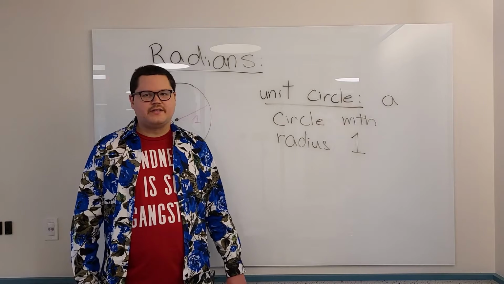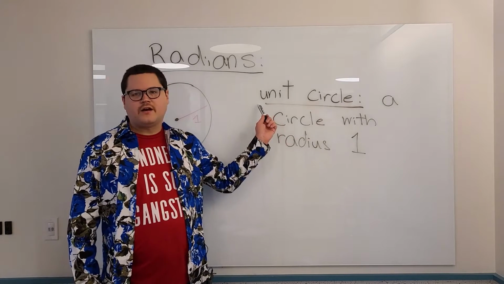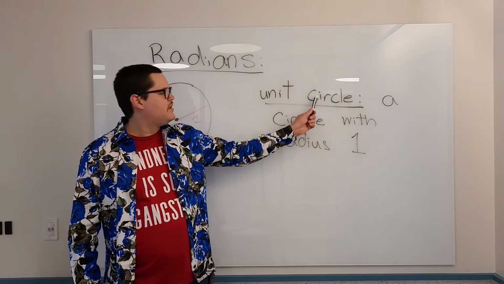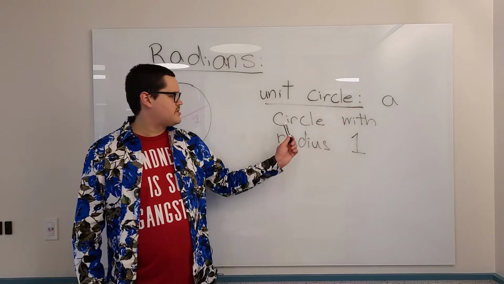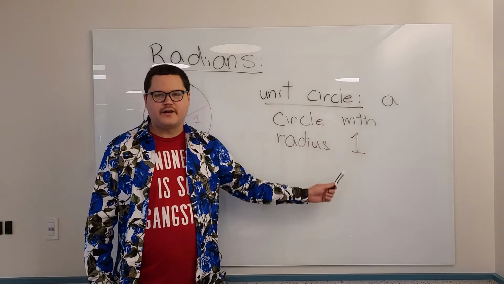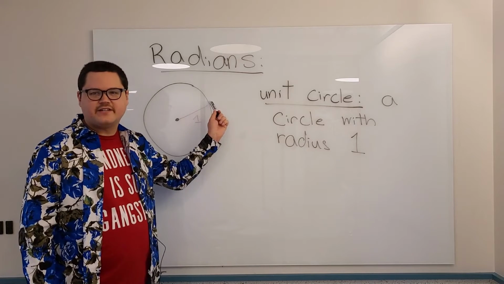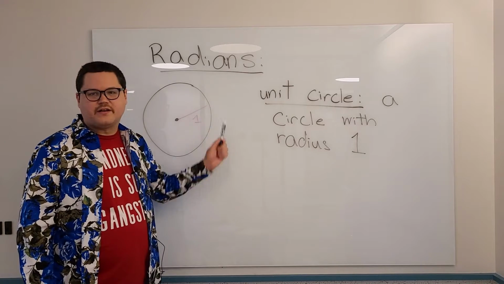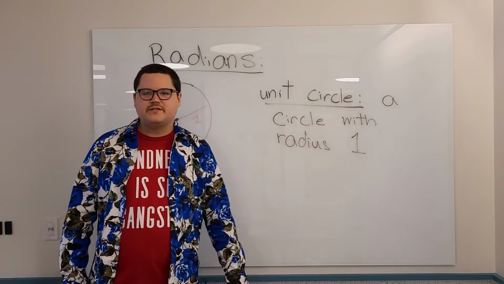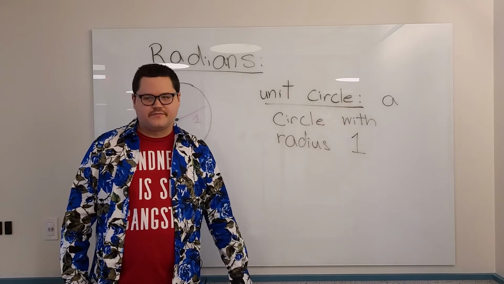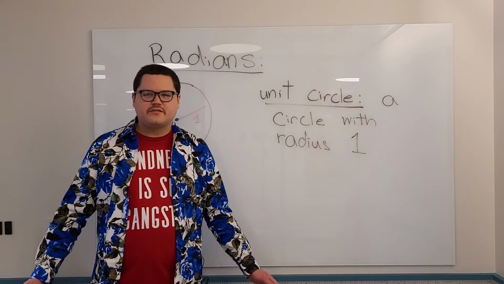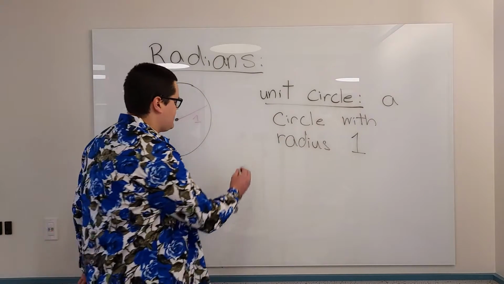The study of radians begins with a unit circle. So a unit circle is just a circle with radius 1. Remember, the radius is the distance from the center to the edge, and that's 1 here. Now, what is the circumference of a unit circle? Well, what's the circumference of any circle?